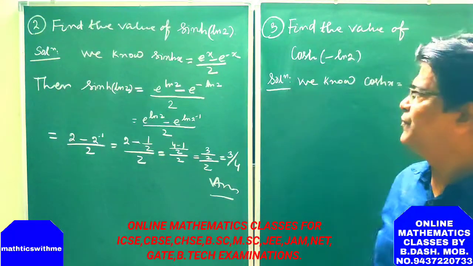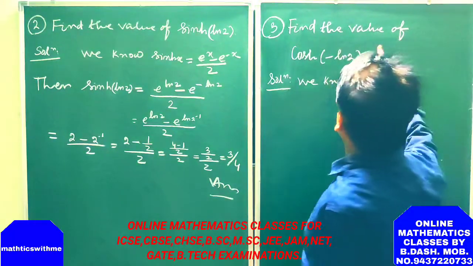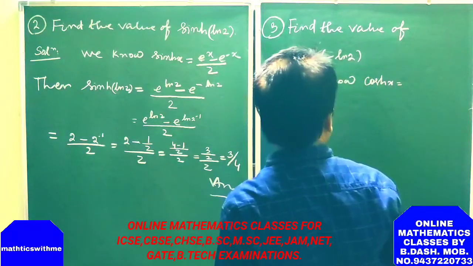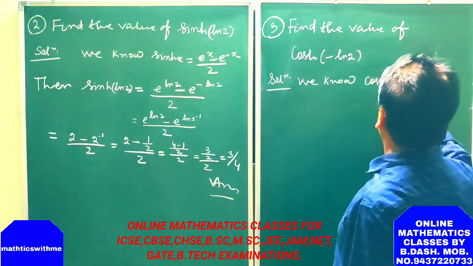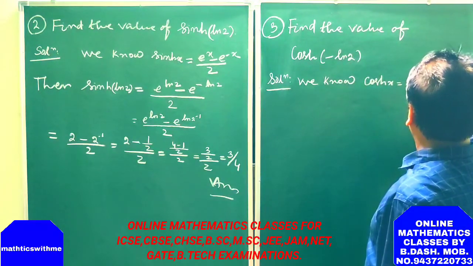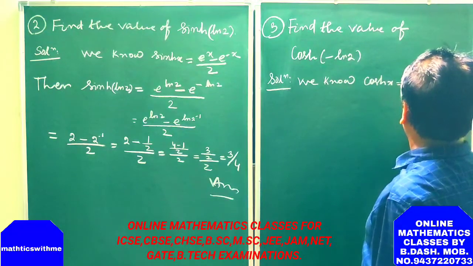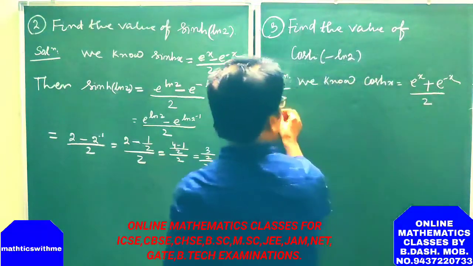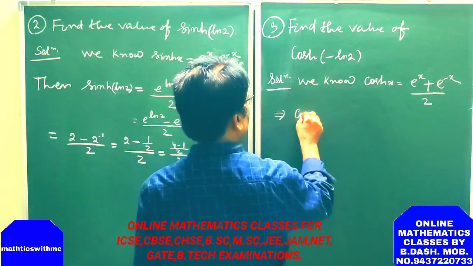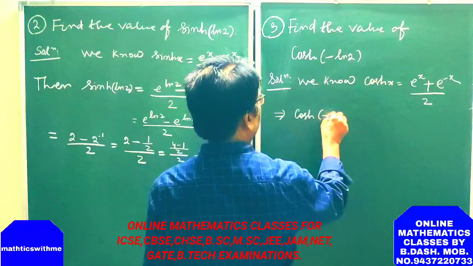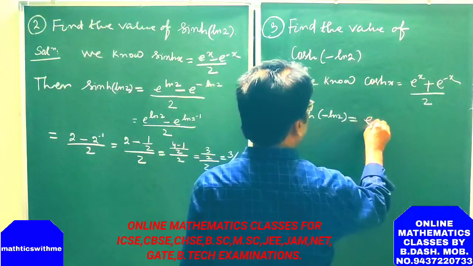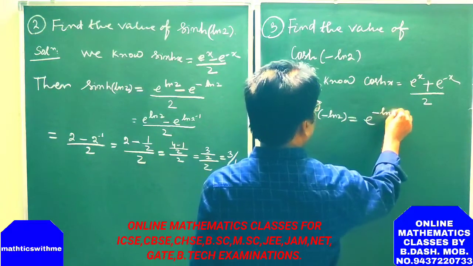Our next question is find the value of cosh(minus ln 2). We know cosh of x is equal to (e to the power x plus e to the power minus x) by 2. So this implies cosh(minus ln 2). Here x will be replaced by minus ln 2.